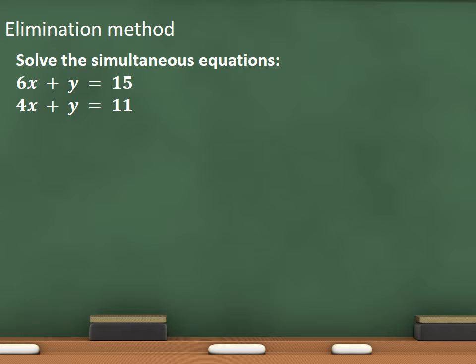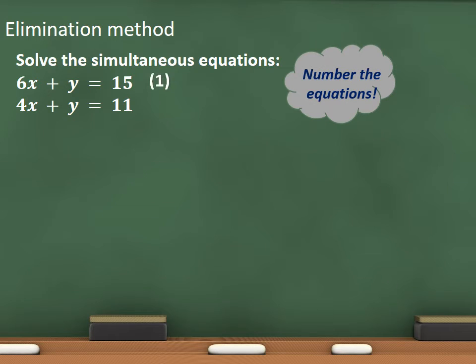As you can see here in the first example, you have two equations: 6x plus y equals 15, 4x plus y equals 11. As usual, the first thing to do is to number the equations. After numbering the equations, I go to the first step of working, which is to check the coefficient of x or of y.